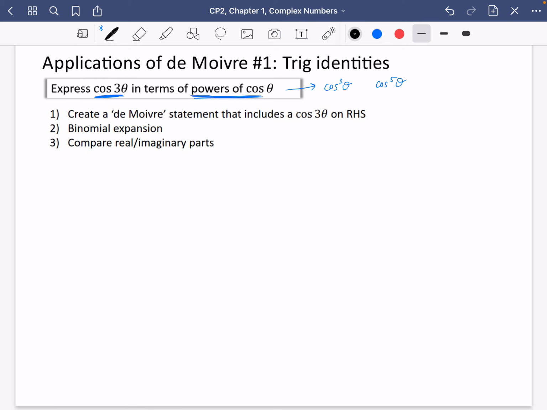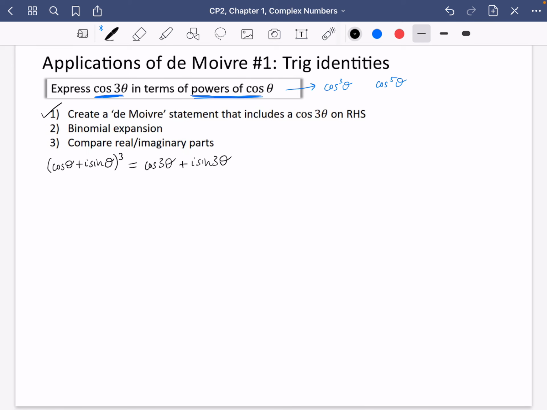So the first thing I'm going to do is to come up with a De Moivre statement that includes a cos 3 theta on the right hand side. So I know that something that has a cos 3 theta is also going to have an i sine 3 theta, which means that the other side must be (cos theta plus i sine theta) all cubed. Okay, we know that when you are cubing this complex number, you would just multiply the arguments by 3. So you end up with cos 3 theta and sine 3 theta. So that's the first step done.